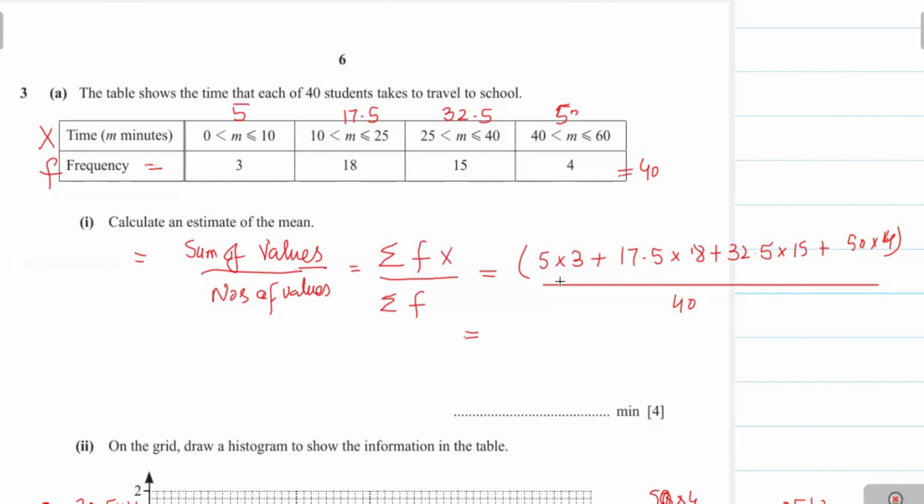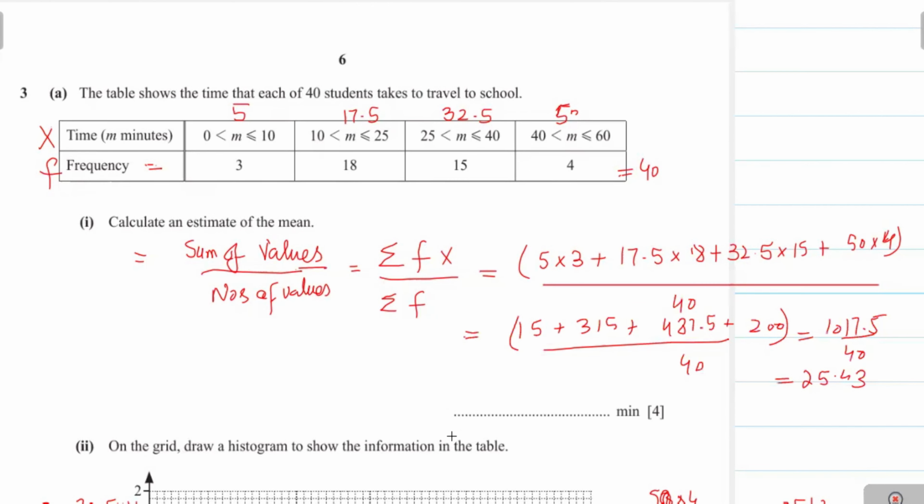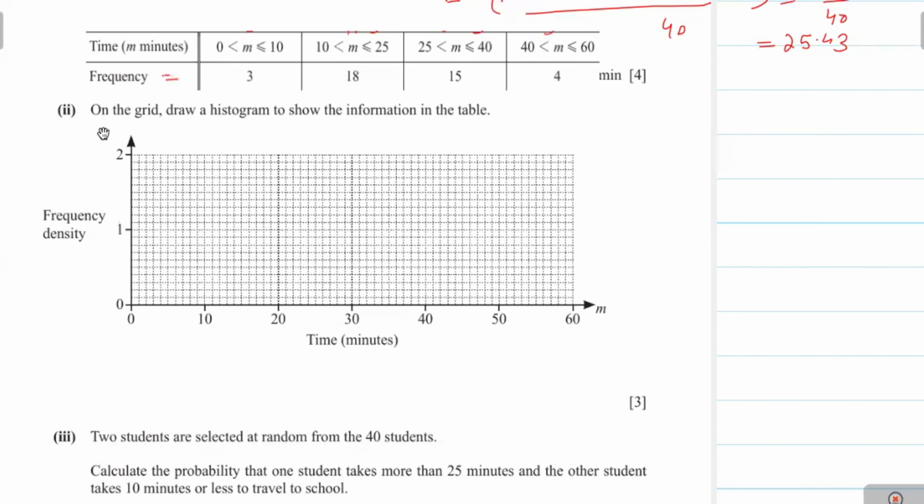Now we calculate this. This value will be equal to 15 plus 315 plus 487.5 plus 200, divided by 40, and this will be equal to 1017.5 divided by 40, and this will be equal to 25.43, and this is the estimated mean. Part second, on the grid, draw a histogram to show the information in the table.